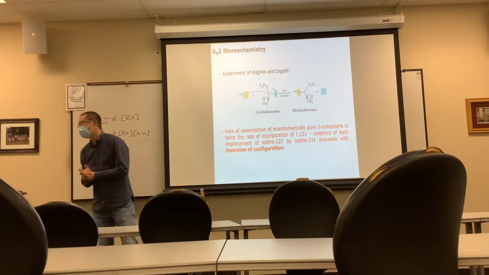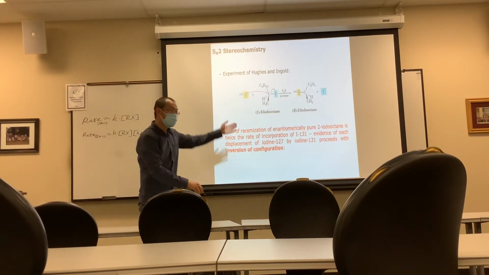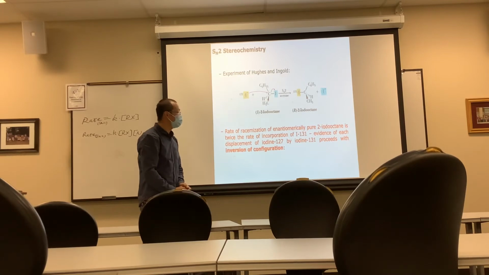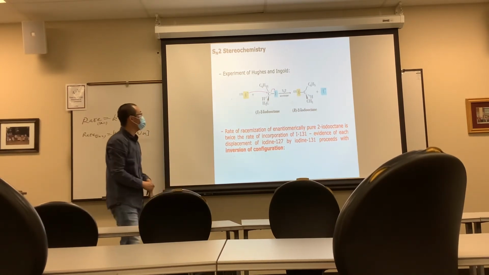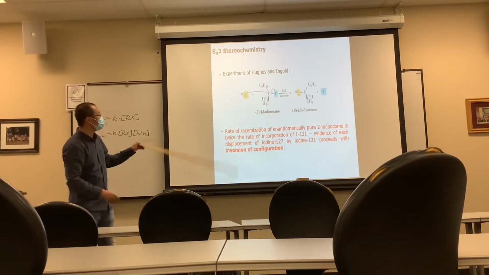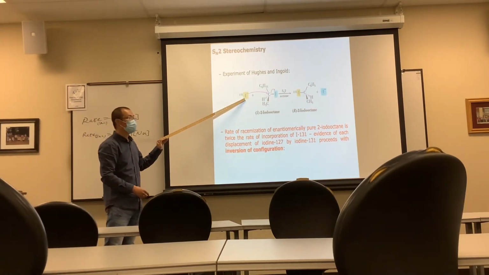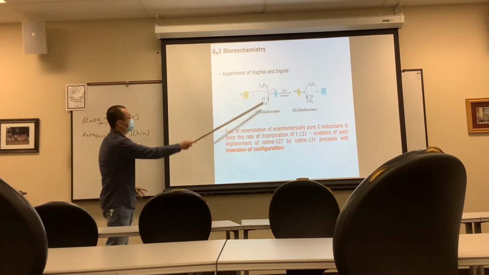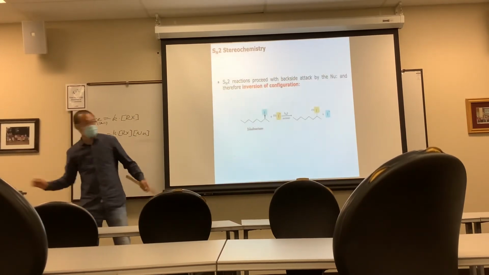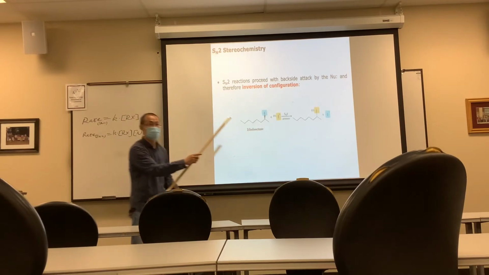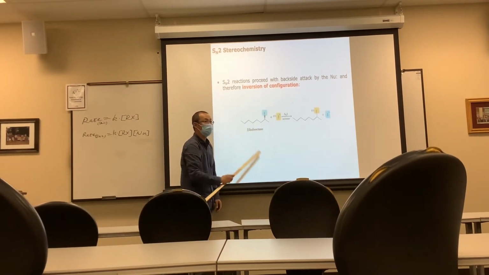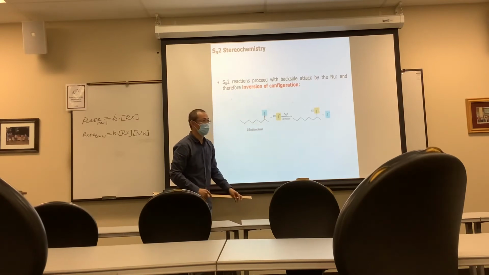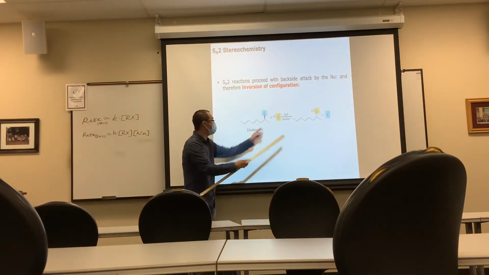And there's a very famous experiment that people did. Whenever we talk about mechanism, people actually support these mechanisms by experiments. This is a very famous experiment by Hughes and Ingold. They used an isotope of iodine to react with 2S 2-iodooctane. This is S. If you guys still remember, why is it S? Counterclockwise, the hydrogen is behind. Now they use iodine-131, this is an isotope.